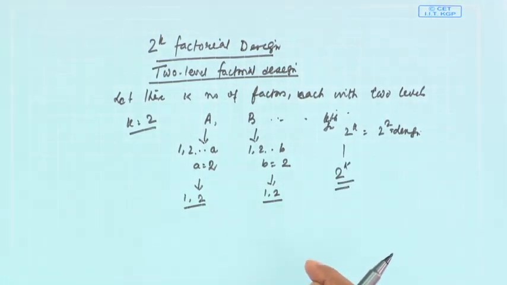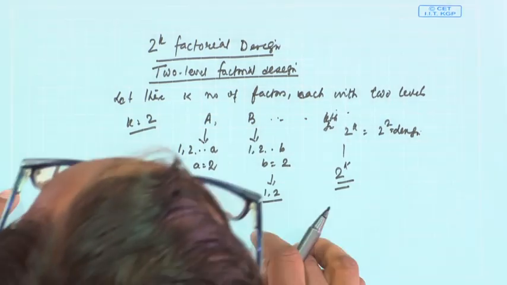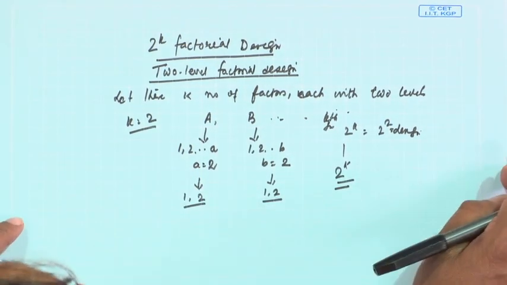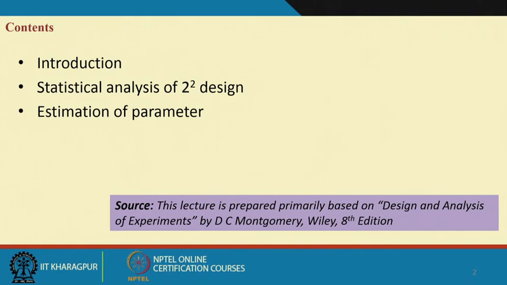This is what we will be introducing in this lecture, and later we will continue a few lectures on 2 to the power k design. So, today we will discuss why this kind of design is needed, what the statistical analysis could be, and how the parameters will be estimated.